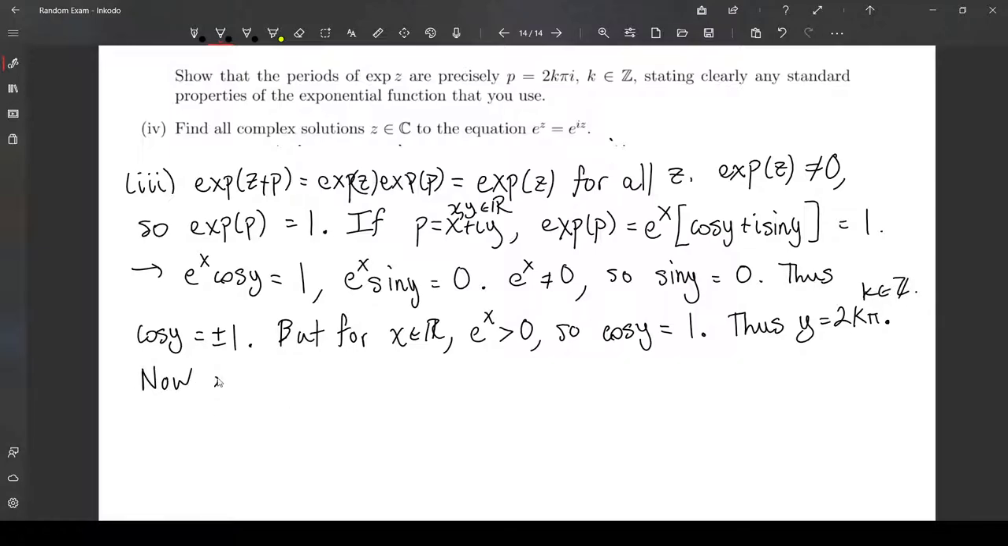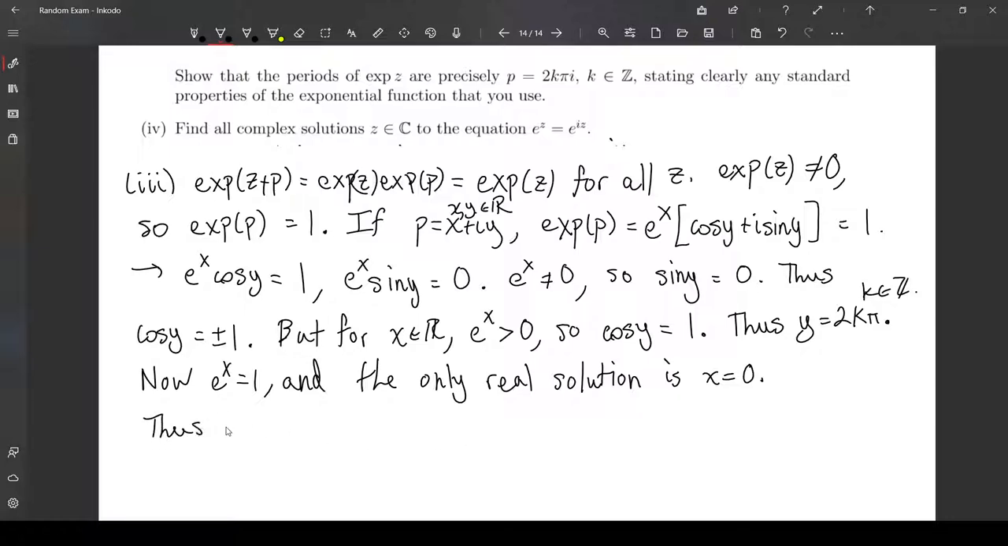Now, e to the x equals 1, and the only real solution is x equals 0. Thus, p, which we said was x plus iy, is equal to 0 plus 2k pi i, which is equal to 2k pi i for k in the integers.